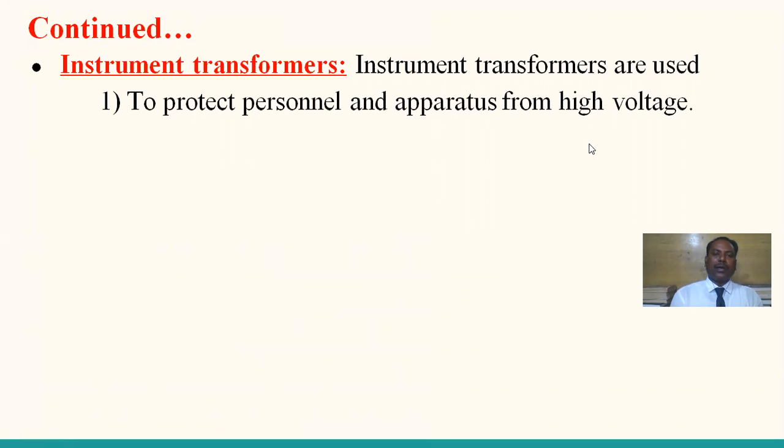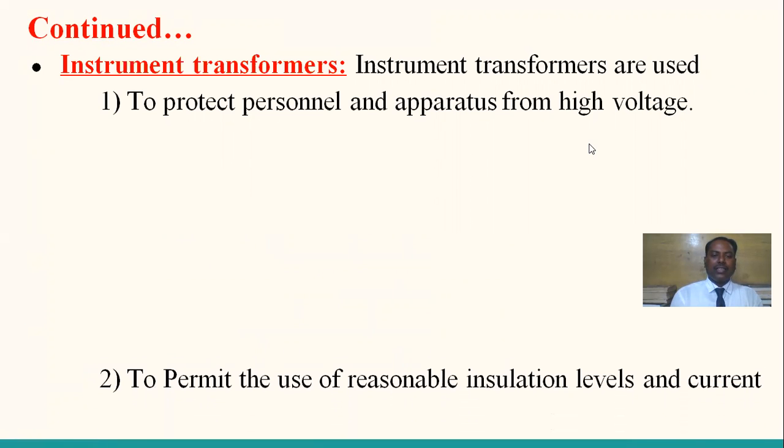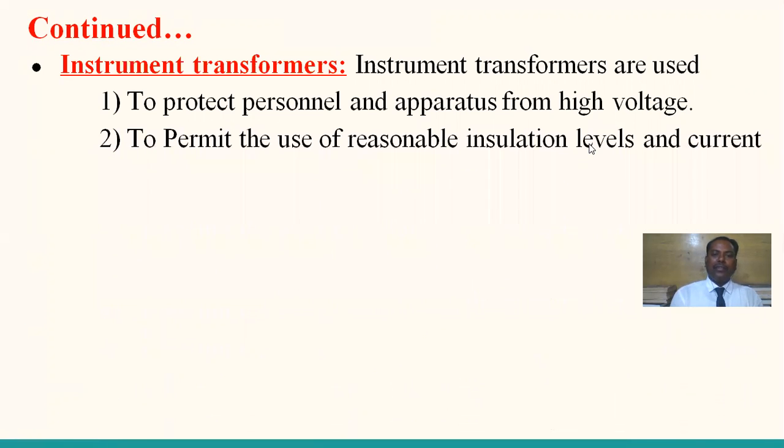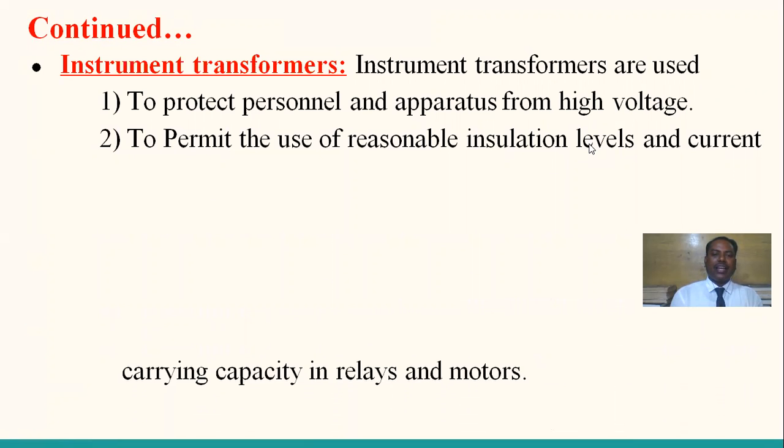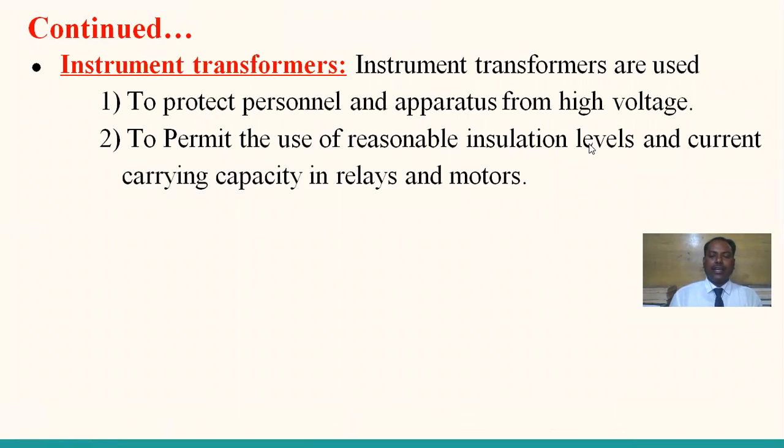So instrument transformers are used to protect personnel and operators from high voltage. Second one is to permit the use of reasonable insulation levels and current carrying capacity in relays and motors. So you observe here, CT and PT are the instrument transformers. These are used to protect personnel and operators from high voltage, and the second one is to permit the use of reasonable insulation levels and current carrying capacity.